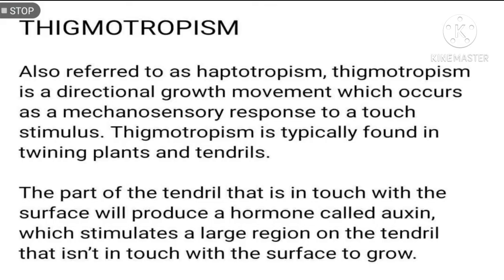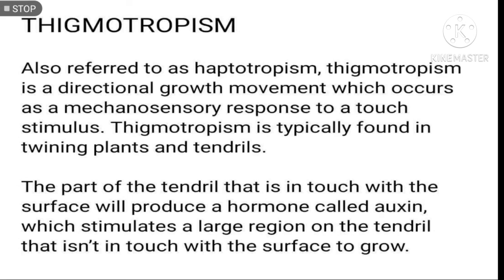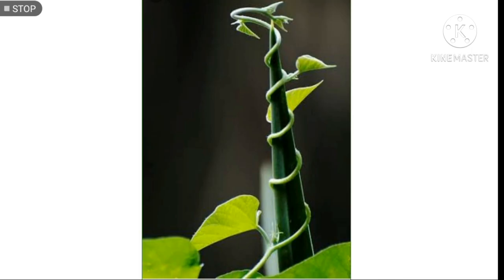Then the next one is thigmotropism. Thigmotropism is also referred to as haptotropism. In thigmotropism, the stimulus is touch. Thigmotropism is typically found in twining plants or tendrils. The part of the tendril that is in touch with the surface will produce auxin, and it stimulates the large region of the tendril that is not in touch with the surface to grow. Thus, the climbers climb on the support. Here you can see the picture of a climber climbing on the support.